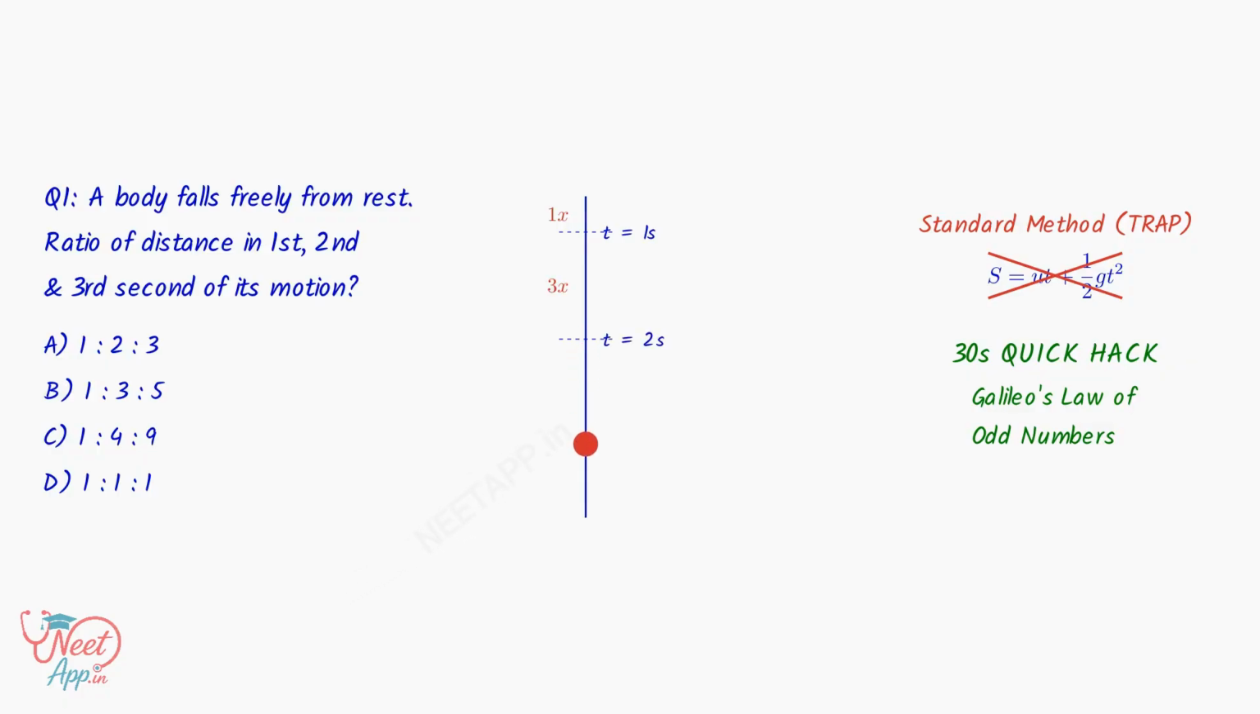Watch the body fall on screen. In the first second, it covers distance 1x. In the second, 3x. In the third second, 5x. The ratio is simply 1:3:5. That means option B is your correct answer. Spot the odd numbers, circle option B in 2 seconds and save precious time.